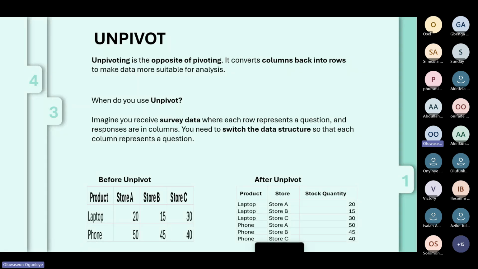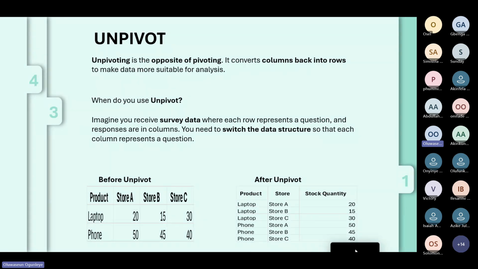Looking at this now, I don't know what is happening here, right? I just know we have 20, 50, 15, 45, 30, 40. I still don't understand this data. That is why I need to unpivot, so it will make more sense to me. So look at this example after unpivoting.